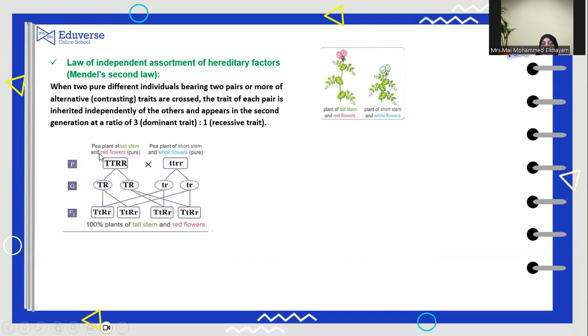So if I have a parent which is T capital, T capital, R capital, R capital, tall and red, crossed with short and white, the confusing part here is to write the gametes. Please pay attention here. The gametes are very important to be written correctly. So T capital, T capital, R capital, R capital, this is one of the parents. And T small, T small, R small, R small.